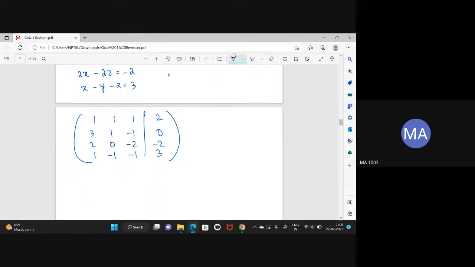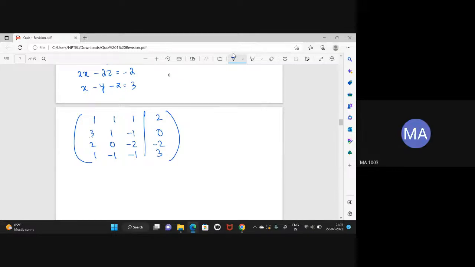Can you rule out any possibility? It won't have a unique solution, it won't have infinitely many, it won't have no solution. Can you rule out anything? No, ma'am, because the number of equations is more than the number of variables. There's nothing you can tell.